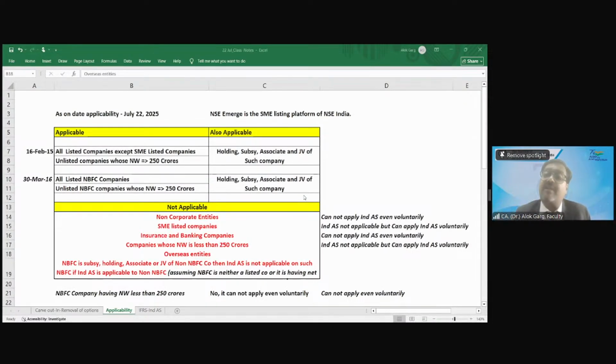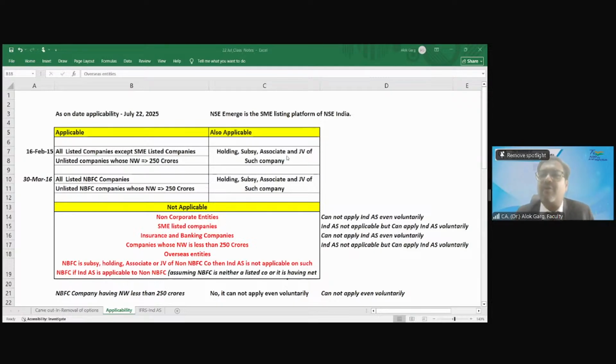And that US parent is a listed parent. Tell me whether Ind AS is applicable to this subsidiary in India. क्या Indian company पे Ind AS applicable होगा? Geet is saying not applicable. Venkata is saying not applicable. What about Chitra? Chitra, whether Ind AS is applicable? Prithviraj: No, sir. US GAAP will be applicable for consolidation.